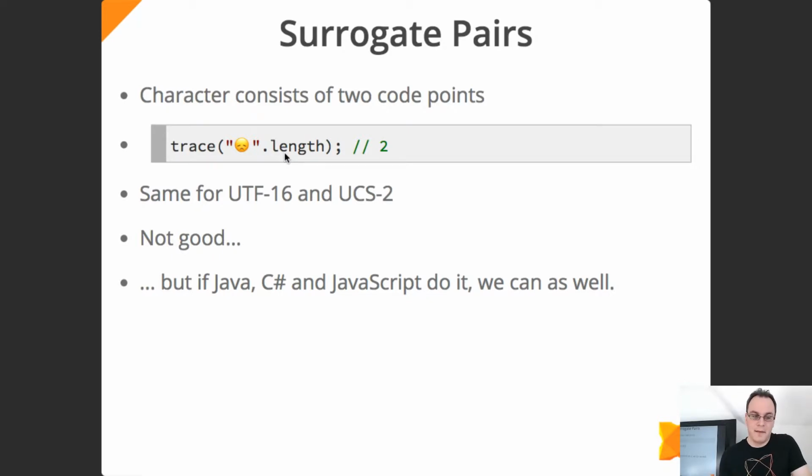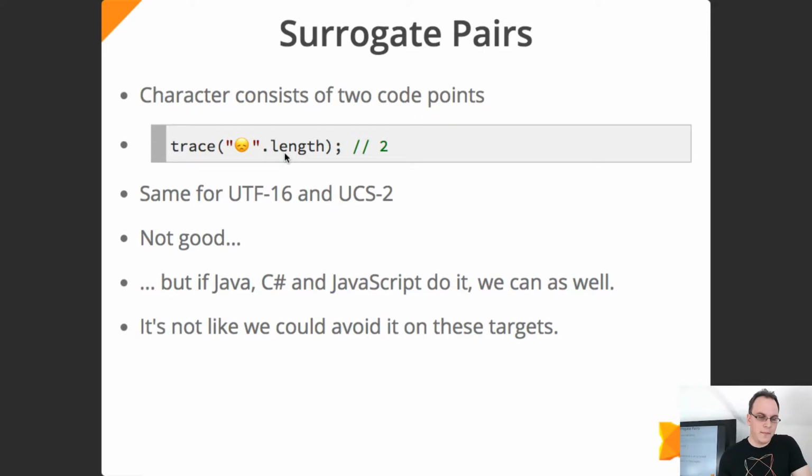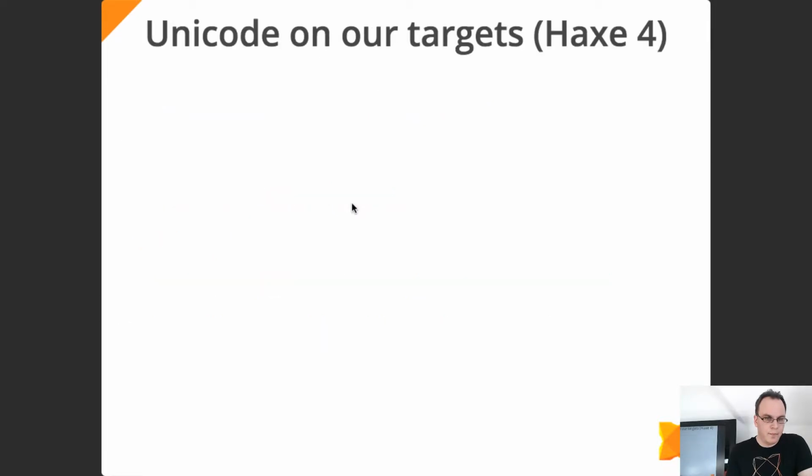It's okay. And the other issue is, it's not like we could avoid this, because these targets natively use this representation. So what could we do? We would always have this issue, because we cannot just avoid their internal string representation. So it's not like we can get rid of it on all targets. It's always going to be around, and that just means it's a valid representation that we can choose. And we did choose it on some targets. So these are now the representations we use in Haxe 4.